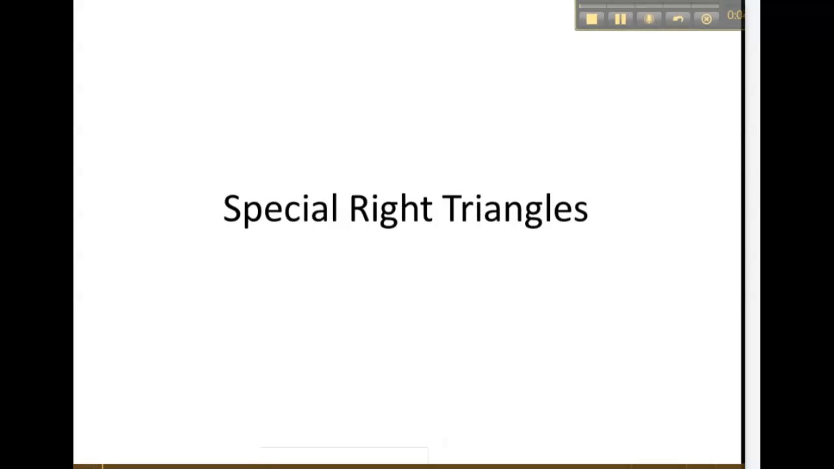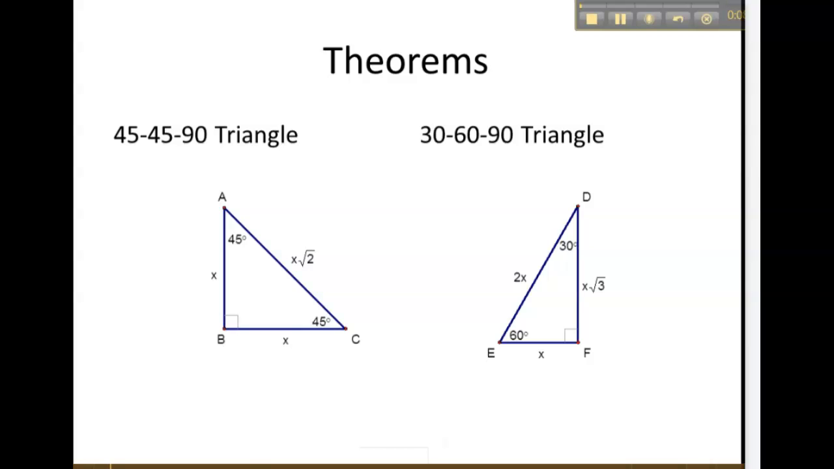On some special right triangles here. Now there are two special right triangles. There's a 45, 45, 90 and a 30, 60, 90. Now they're literally named after their angles. So for example, the 45, 45, 90 has angles that are 45, 45 degrees, and 90 degrees. So if you ever see these angles, that's a big sign of your pattern.